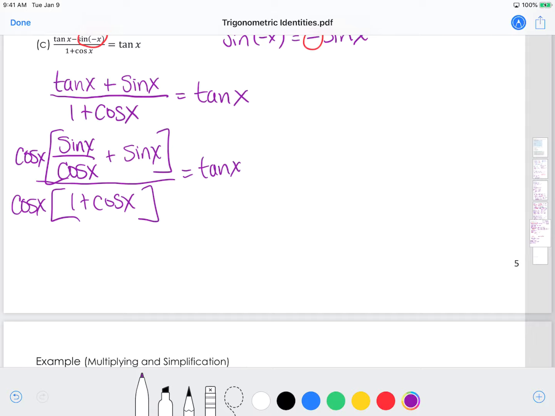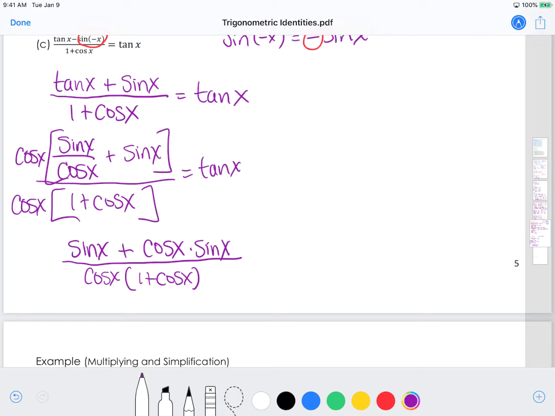So when I multiply cosine x times sine x over cosine x, the cosines disappear and I'm left with sine x. When I take cosine x times sine x, that gives me cosine x times sine x. And on the bottom, of course, I have cosine x times 1 plus cosine x. And we want to show that that's equal to tangent x.